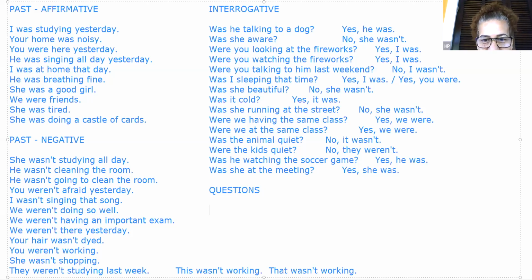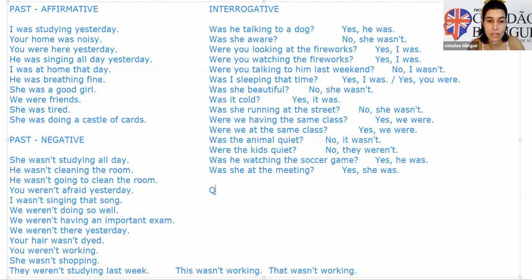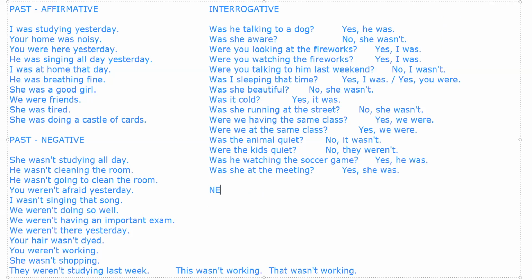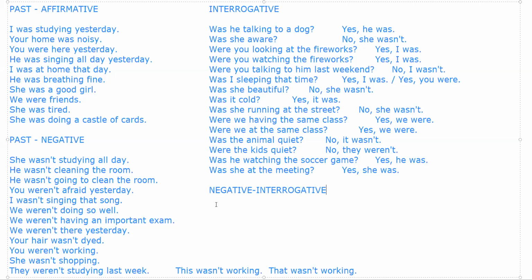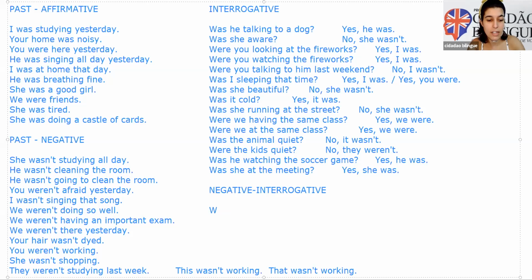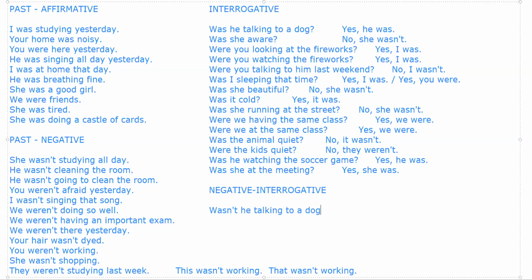Or actually, we can do negative interrogative. A gente pode fazer as negativas interrogativas following these examples, seguindo esses exemplos aqui. Okay? Negative interrogative. Wasn't he talking to a dog? Ele não estava falando com o cachorro? Wasn't he talking to a dog?